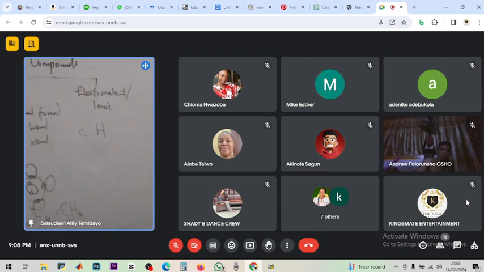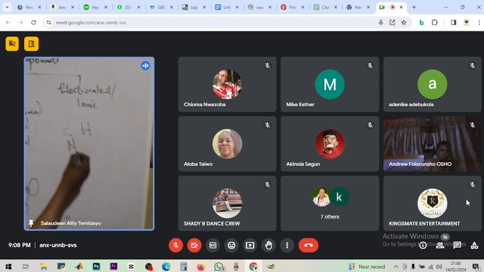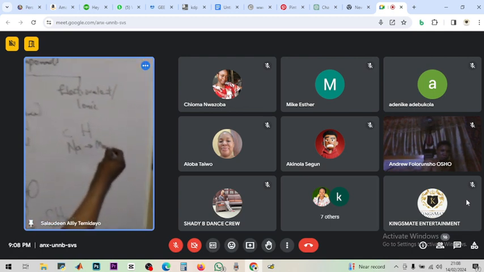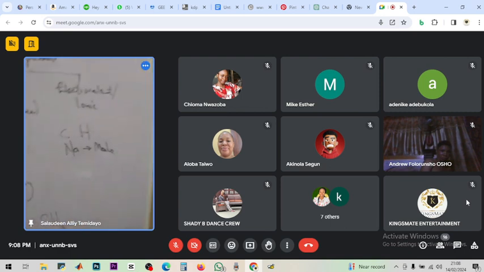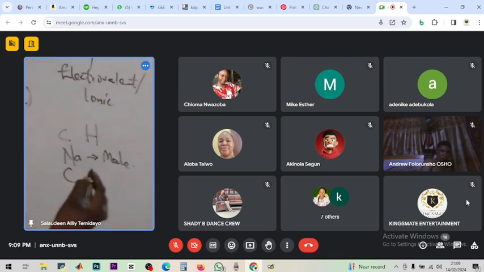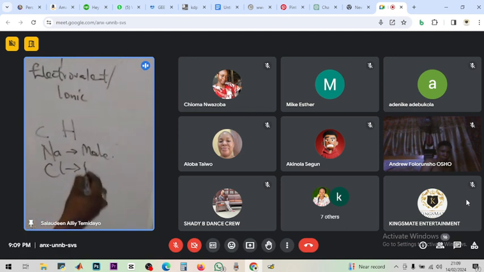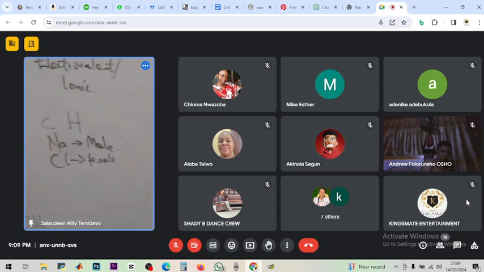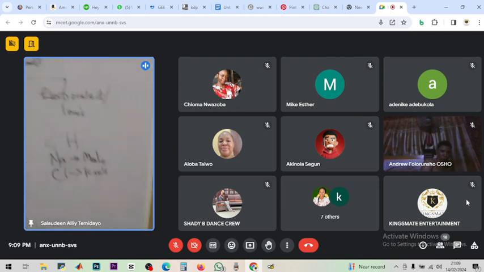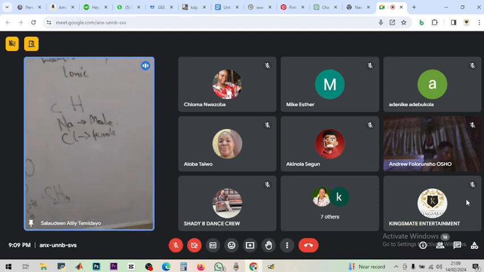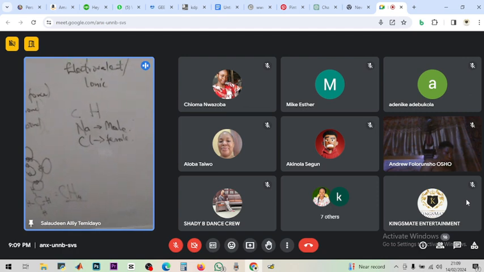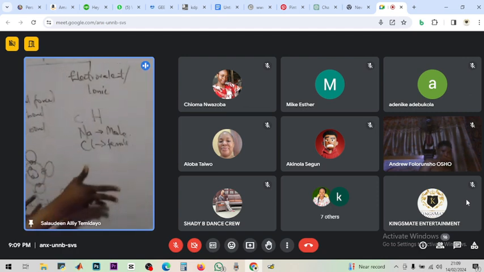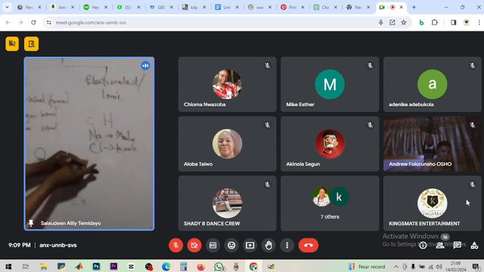Let me use that to explain again. I said, take a metal in the periodic table. Take it as a male. This is sodium in the periodic table. It is a metal. Take it as a male. Take a non-metal in the periodic table, like chlorine, as a female. When male combines with female, the male will donate for female. As we all know, men will always buy things for women. This is just Valentine's Day, so you guys can relate. So men will always give things to women.